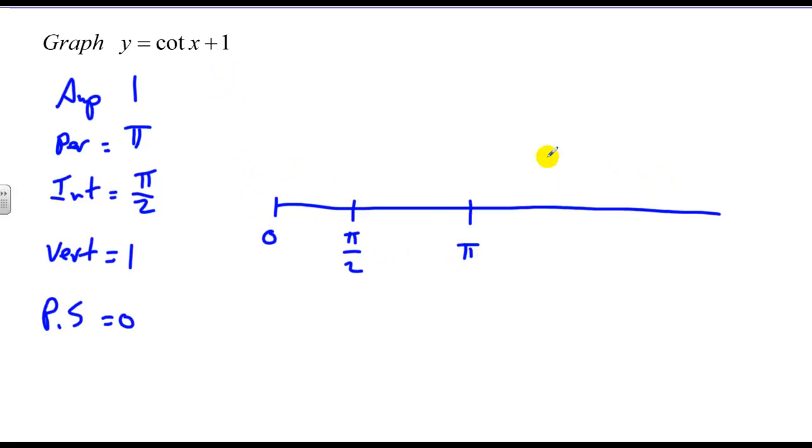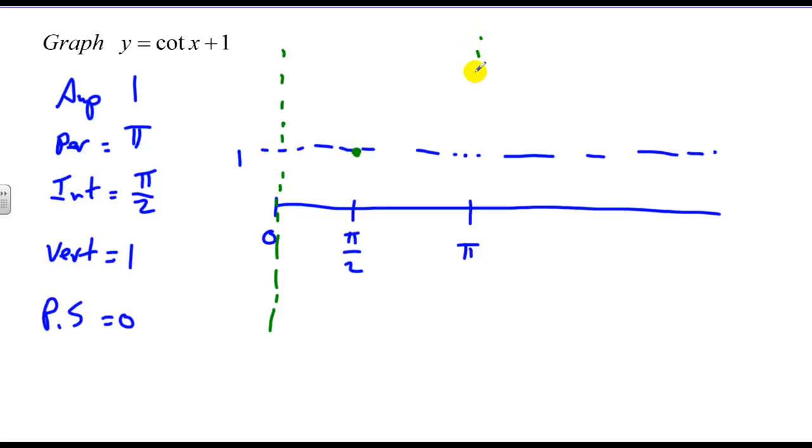This time I'm moving up 1, so I'll put a 1 here. Have this little horizontal coming across. And say, alright, well, at 0, my normal cotangent value is undefined. At pi over 2, it's 0. And at pi, undefined again. So in this case, we know the cotangent at pi over 4 is 1. So somewhere over here is where it goes through. And there's my graph.